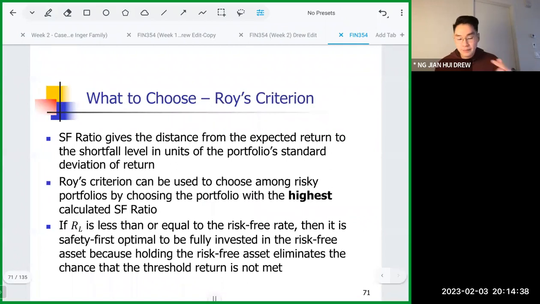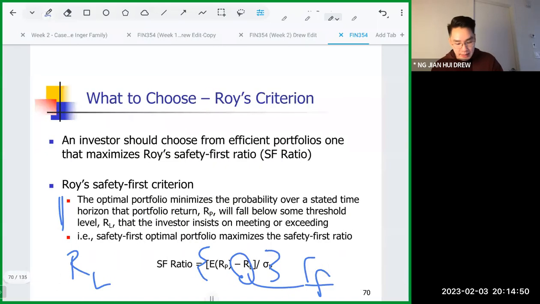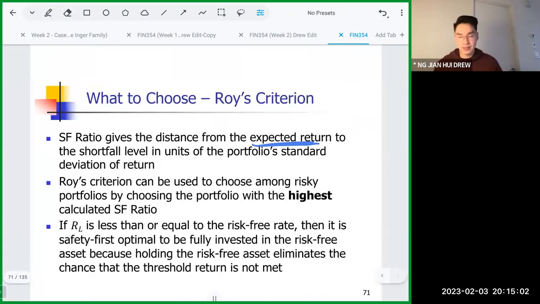So the safety first ratio now gives you the distance or the difference between what's expected from the portfolio and what the investor really wants. Why? Because the formula is the return of the portfolio minus what the investor wants, right? So it gives you that distance, and it's measured in standard deviation because you divide by standard deviation. These are just things that you need to understand, you don't memorize them. So highest is the best, all right? Again, this one just explains to you, if the RL is a risk-free rate, then you get a Sharpe ratio.